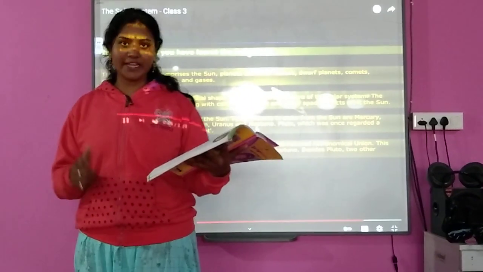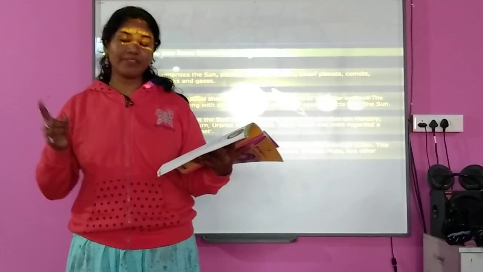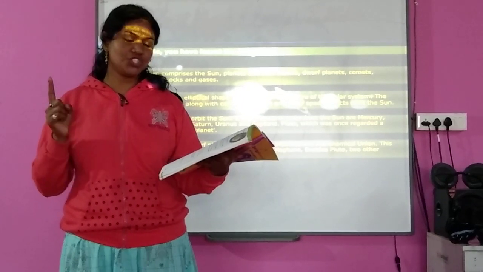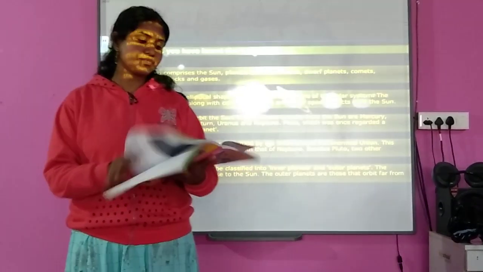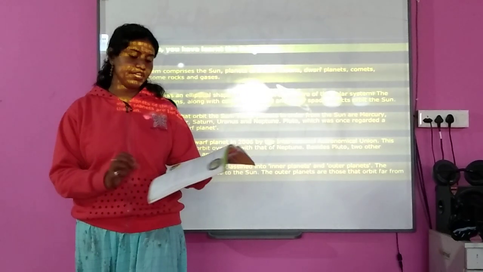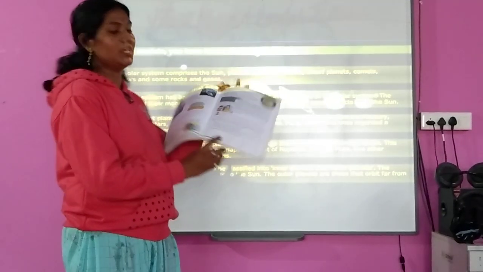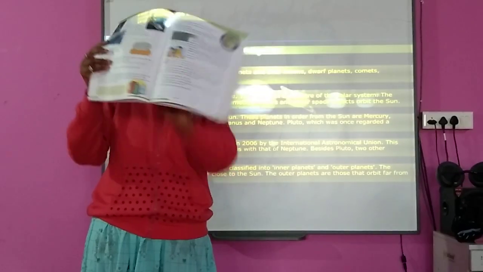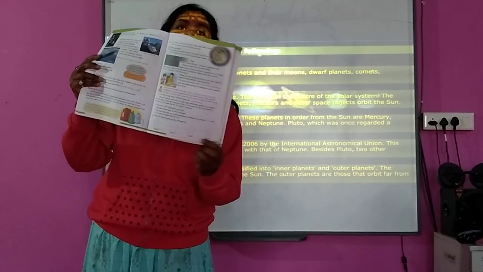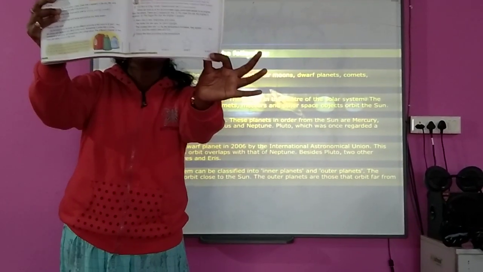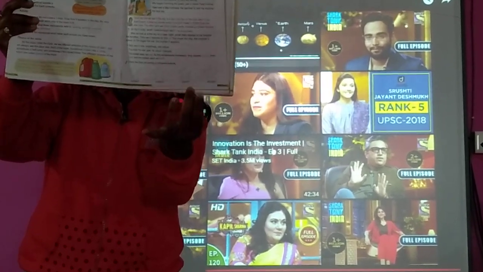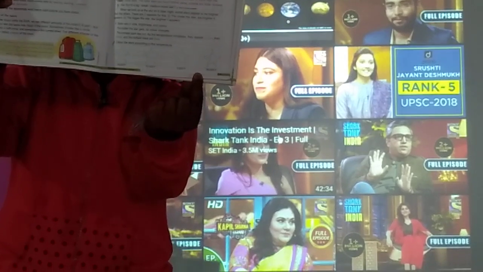Stars vary in size, brightness and colors. The hotter the star gets, its color changes. One activity is given in your textbook, at the bottom: you have to color these stars as per the colors mentioned. You have to do that activity on your own.